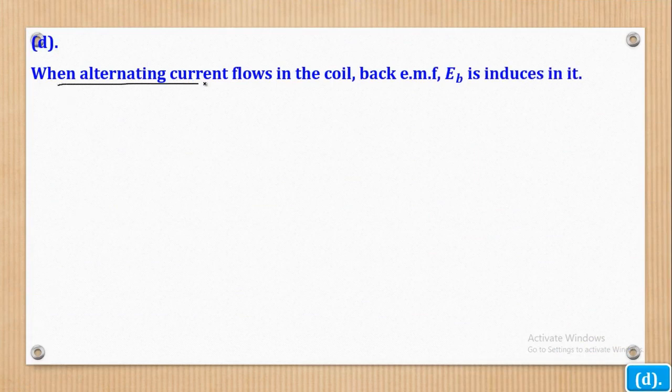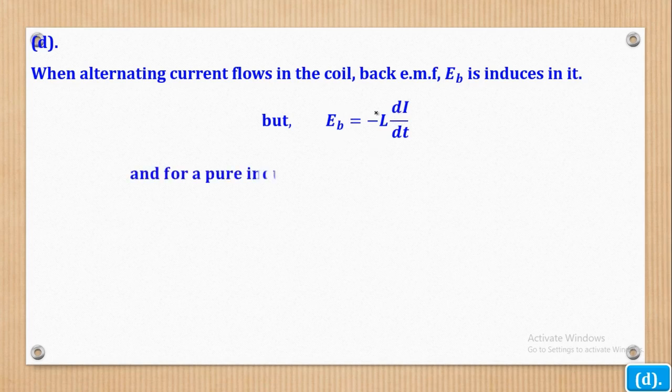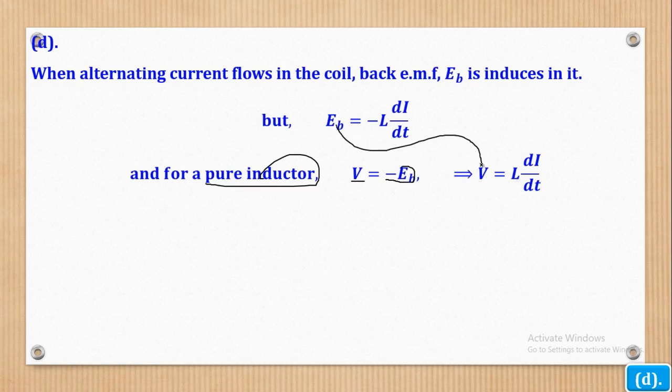So you come and say that when alternating current flows in the coil, back EMF, which is denoted by EB, is induced in it. But we know that EB is equal to negative L di/dt, where L is the inductance and di/dt is the rate of change in current. Now for a pure inductor, this voltage is equal to the negative of the back EMF. Therefore, from here we shall say that V is equal to positive L di/dt.